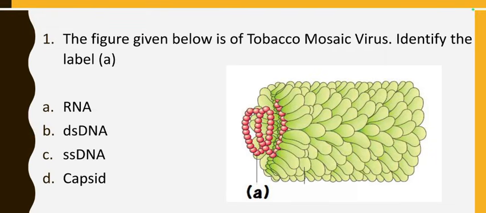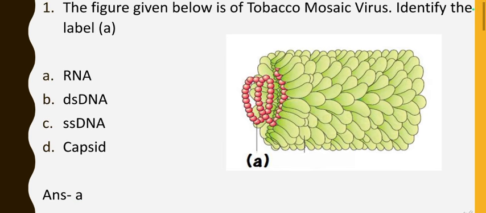Students, in this video we are going to learn some of the most important diagram based MCQs for the coming NEET exam. So the figure given below is of tobacco mosaic virus. Identify the label A. So here label A is the genetic material of this virus and this is RNA.